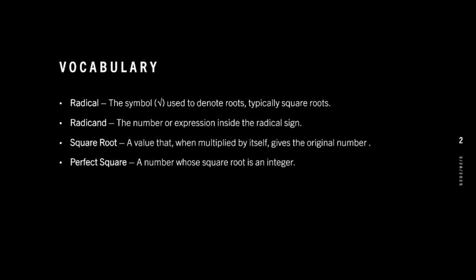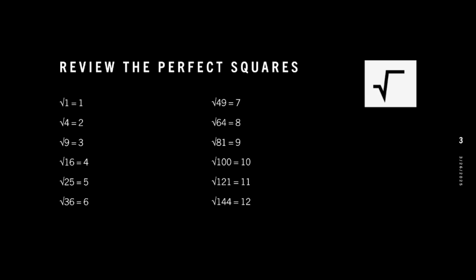So like if you think about 2 times 2 is 4. If you take the square root of 4, you get 2. Kind of like that idea. And the perfect square is a number whose square root is an integer. Now, before we actually get into simplifying square roots, we're going to review the perfect squares. So as you can see on my screen, here's a list of the perfect squares.